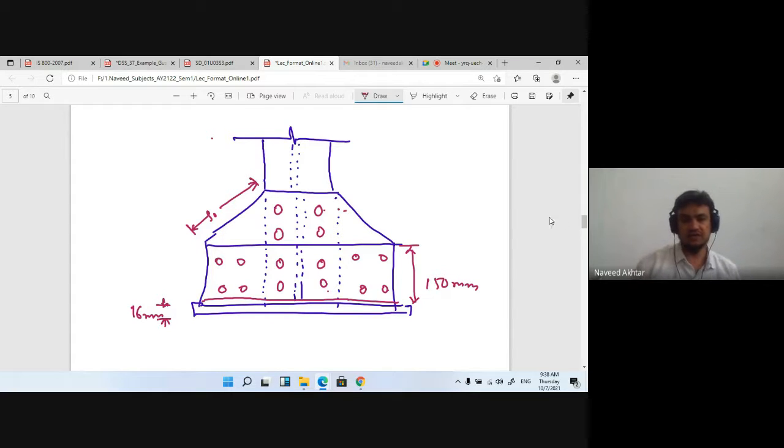Now you can write down the design summary. Here the width of the flange is 250, and considering the breadth of the plate in this direction, you will calculate that it is 335.